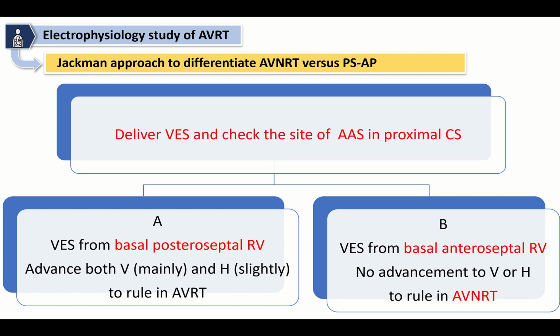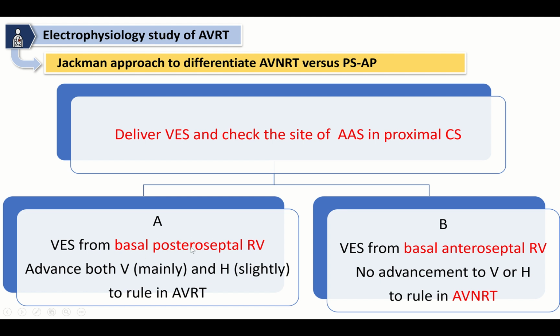Another golden rule from Jackman to tell us how we can discriminate AVNRT from AVRT. A little bit difficult, but let's try to understand. Deliver ventricular extra stimulus and check the atrial activation sequence on proximal CS. Start, put your catheter at the posteroseptal base of the heart and give ventricular extra stimulus and see, can you advance V and maybe H to rule in whether it is AVRT or not.